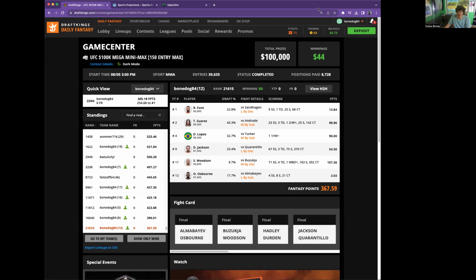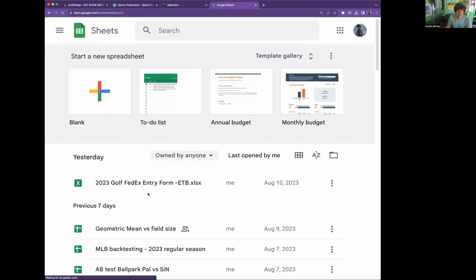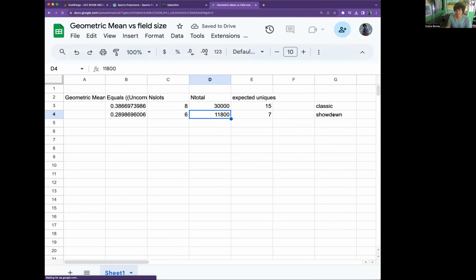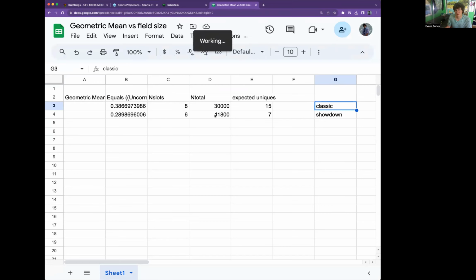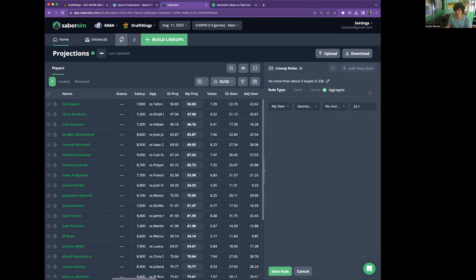Do you want $100,000? I meant to pull this up beforehand, but my geometric sheet's monitoring, there we go. So then you calculate your geometric mean. This is my showdown line, this is my classic line. And so the number of people in the competition, the expected number of duplicates, let me just call this expected duplicates. Expected uniques is a dumb way to say that. It's not correct. Okay, so anyway, I go here, I calculate it, and then I plug in 28.9 into here on aggregate rules for my ownership geometric mean, no more than whatever number I enter.